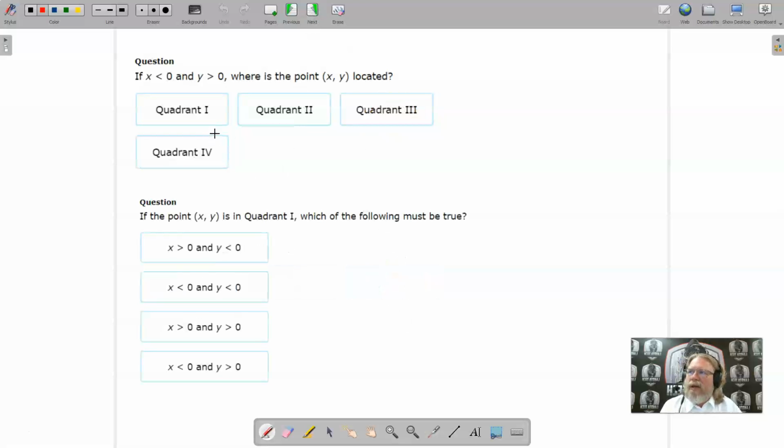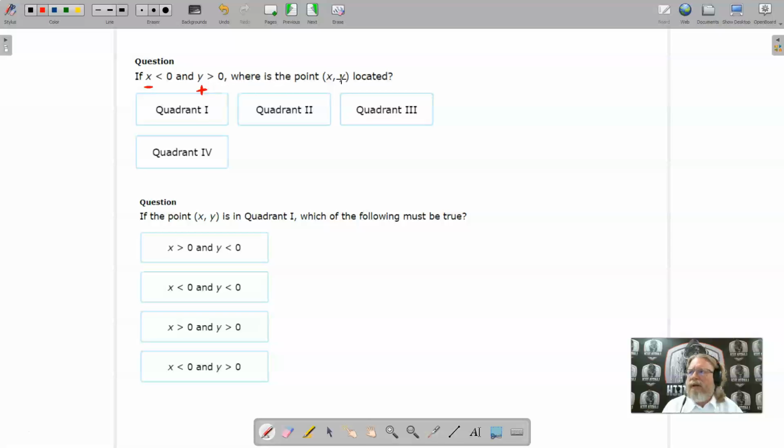Okay, so now we've gone to another concept of using inequality symbols, right? Less than and greater than. So we could also use less than and greater than to infer positive or negative numbers. So in this case, if x is less than 0, so that means that x is going to be, well, all numbers less than 0 are negative. And y is greater than 0. So all y values greater than 0 are positive.